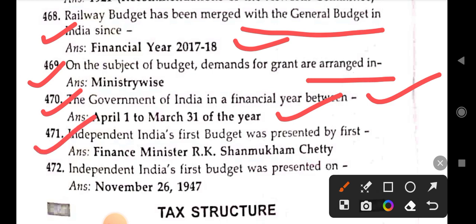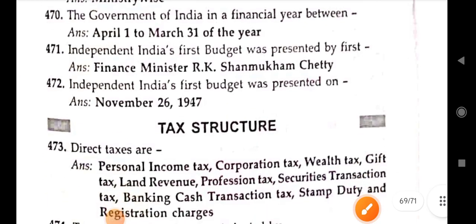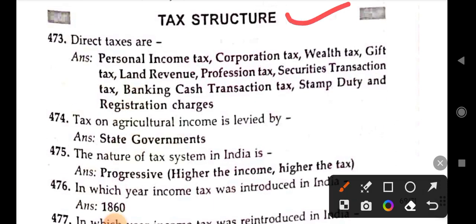Independent India's first budget was presented by the first Finance Minister R.K. Shanmukham Chetty. Independent India's first budget was presented on November 26, 1947. Next, tax structure. Direct taxes are personal income tax, corporation tax, wealth tax, gift tax, land tax, profession tax, securities transaction tax, banking cash transaction tax, stamp duty and registration charges.